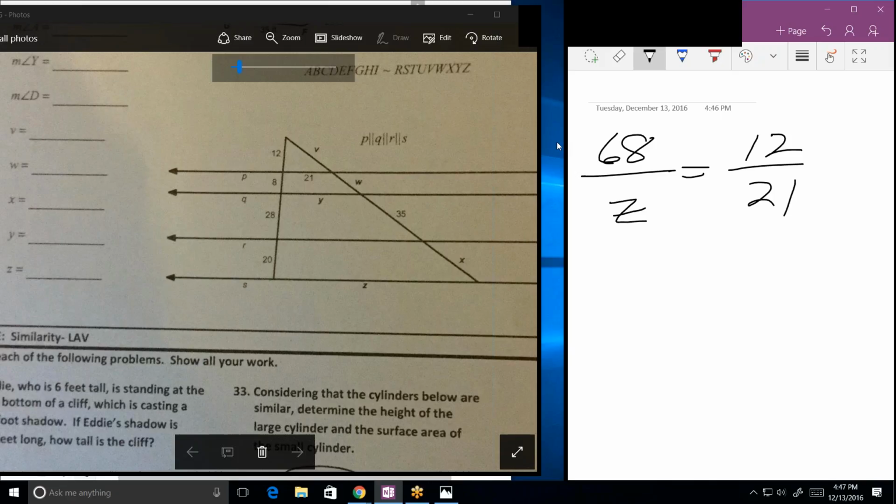In other words, make sure you put your ratio the same. We're doing the left side of the triangle divided by the base equals the left side of this smallest triangle divided by the base. And now we only have one variable. We can calculate z quite easily.